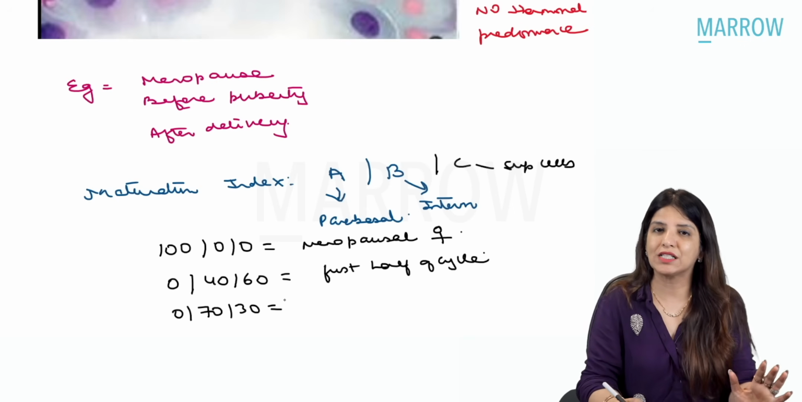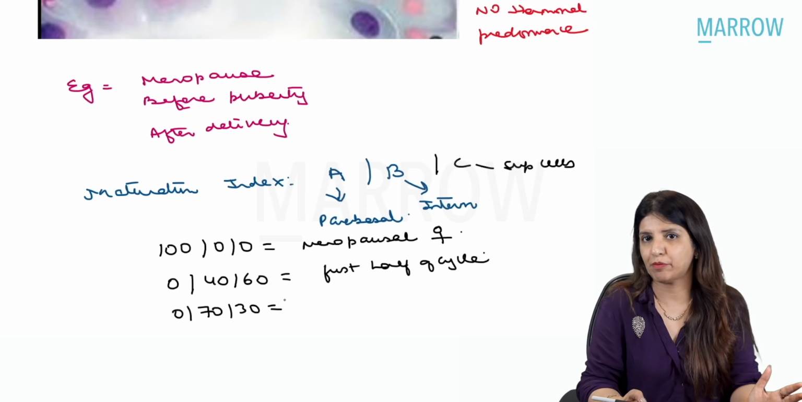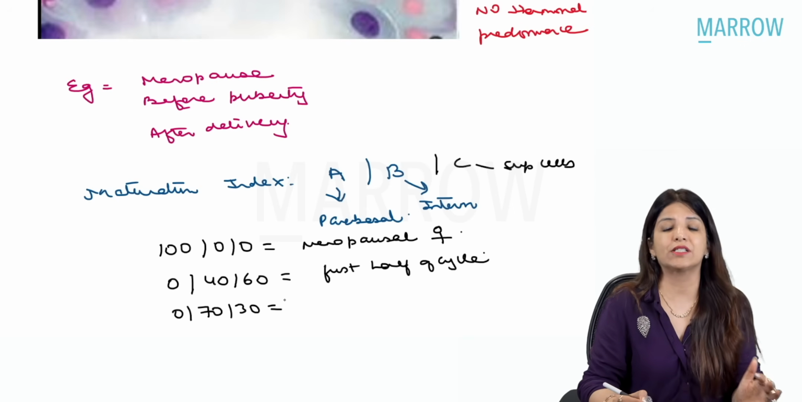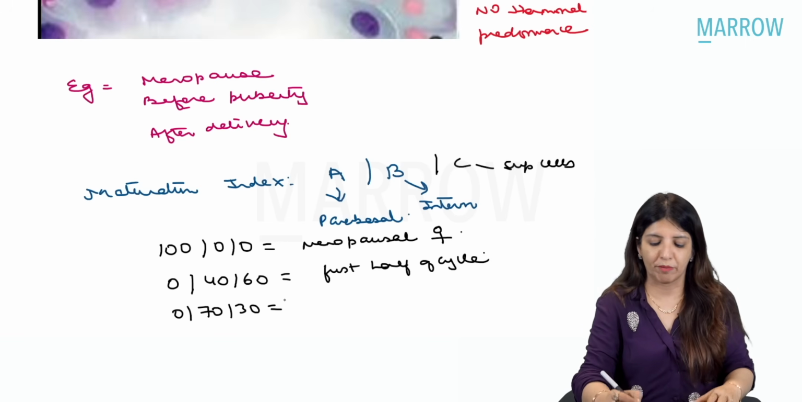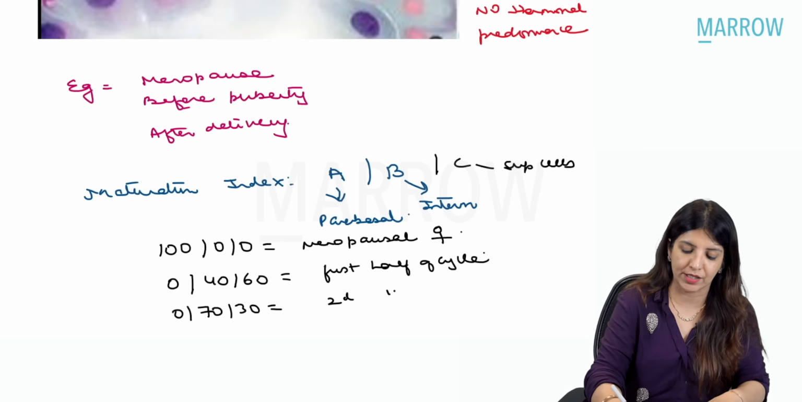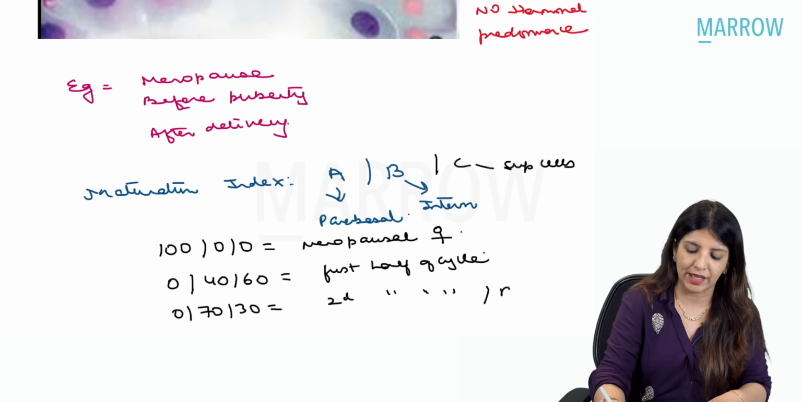If you are getting 0/70/30, this means which cells are predominating? Intermediate cells are predominating. And when do intermediate cells predominate? Whenever progesterone predominates. So this is something which you can get in the second half of the cycle or in pregnancy.